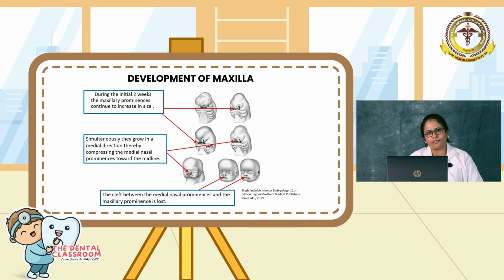If this process is in any way incomplete, we get anomalies like cleft lip or cleft jaw, where there is a gap in the upper lip or the alveolus. So proper fusion of the maxillary prominences is extremely important for a normal looking face.